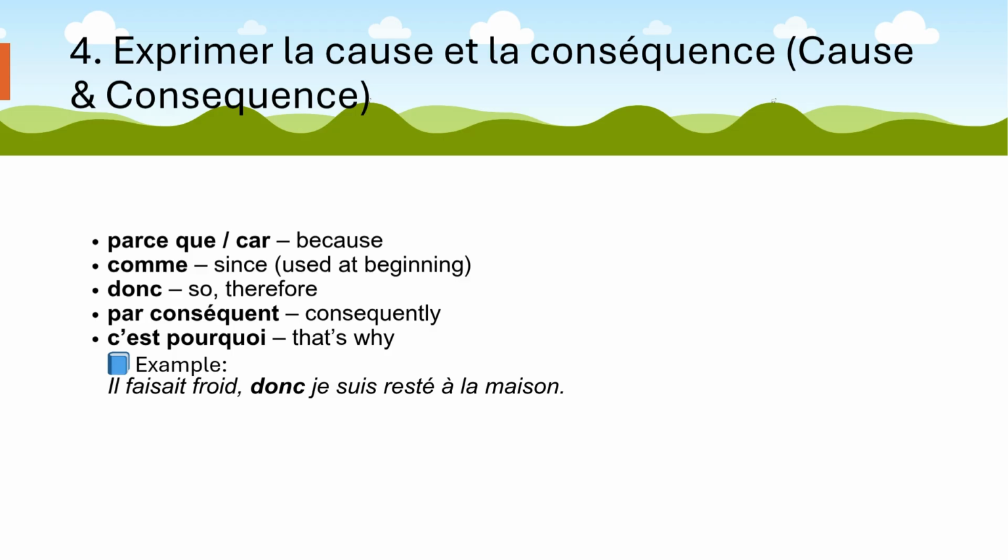You can use it anywhere you want to add so or therefore in the sentence, or par conséquent, consequently, or c'est pourquoi, that's why. Maintenant, répétez après moi, parce que, car, comme, donc, par conséquent, c'est pourquoi. For example, il faisait froid, donc je suis restée à la maison. It was cold, so I stayed at home.